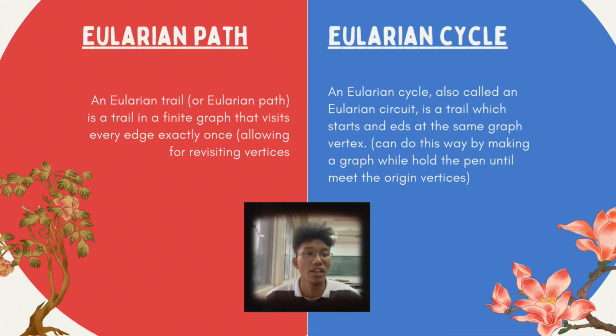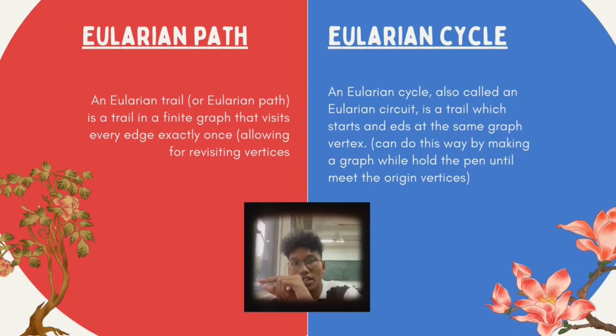You can do this by drawing a graph while holding the pen until you meet the origin vertex. It means you draw the line without lifting the pen to do an Eulerian cycle.